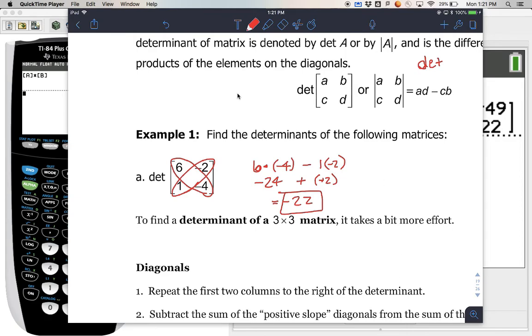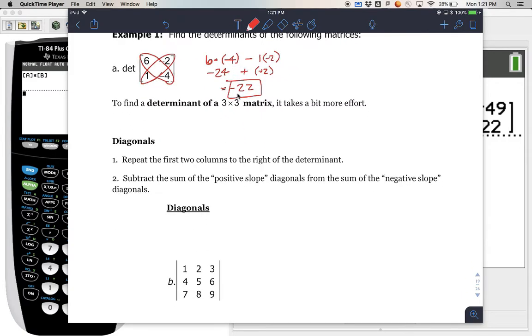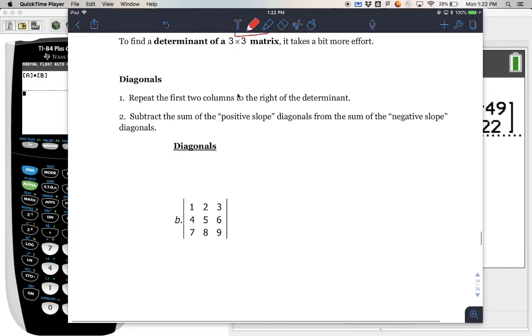Now, what we use the determinant for, this number right here, is it actually helps us with what we call inverse matrices, which is what we're going to talk about in the lesson tomorrow. We use inverse matrices a lot to solve equations dealing with matrices. You'll see it a little bit more tomorrow, but we're going to use today to set it up. So, anyways, 2 by 2 matrices are pretty easy to find the determinants of. To do a 3 by 3 matrix takes a little bit more action going on.